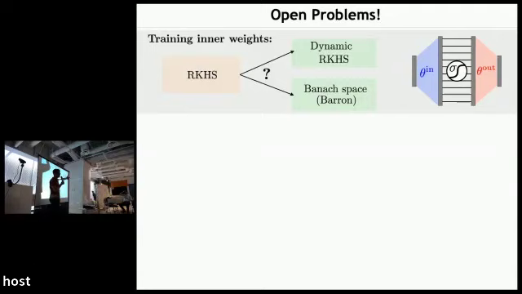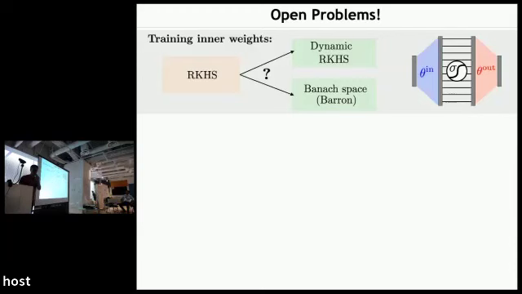Another thing is to forget about the RKHS and directly prove a theorem on this type of function. For instance, in some regimes, you can show that this corresponds to a Banach space. I'm not an expert, but maybe it's possible to do learning with gradient descent in a Banach space. I don't know. But these are two possibilities, and they are very, very difficult.